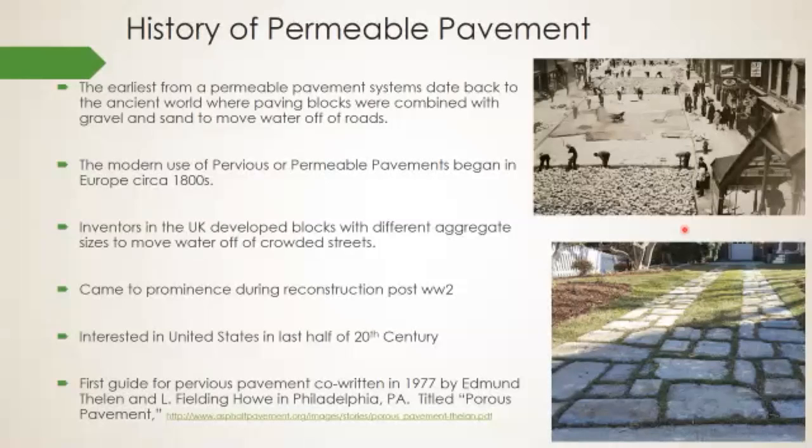And then, of course, moving forward into around the time of the EPA establishment, that's where it really began to pick up momentum in the United States. And so the first official guide for pervious pavement was created in the United States by a couple of landscape architects here in Philadelphia. It's called Porous Pavement. We can take a look here at this quickly.